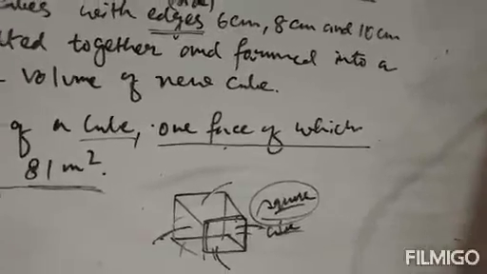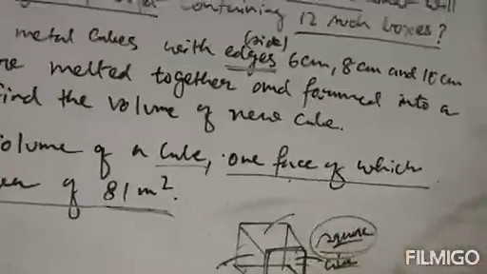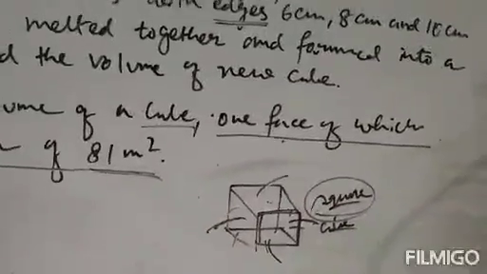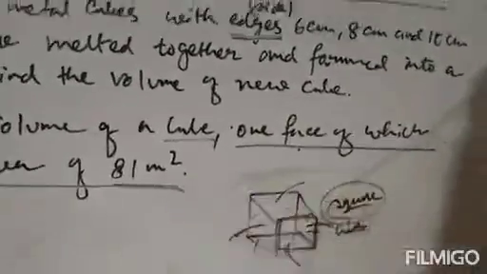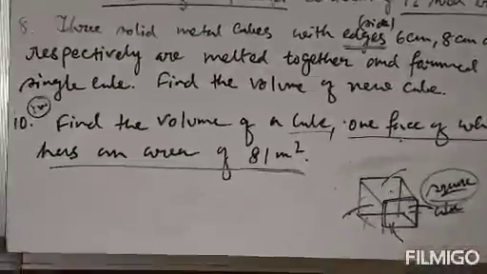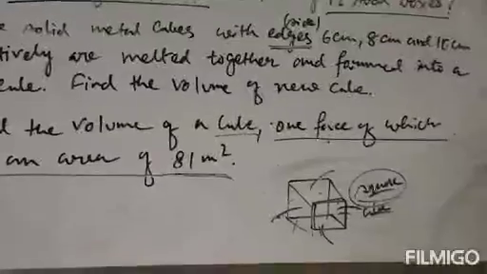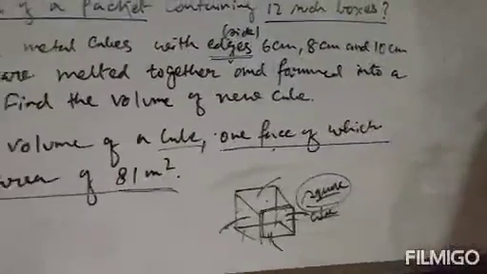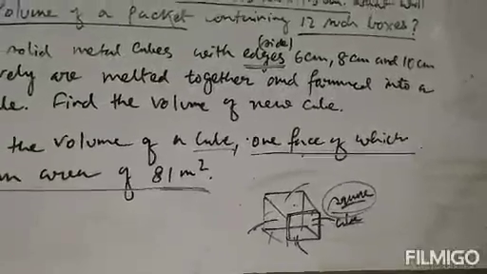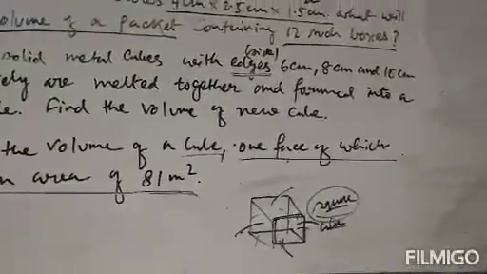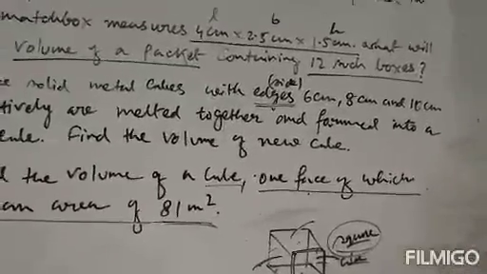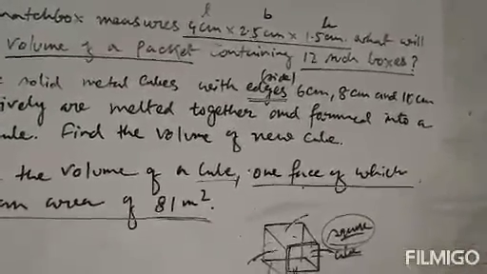So if the area of the face given is 81 meter square, and our face is a square shaped face, that means the area of the square is 81 meter square. Combining these two, you can easily assume that the area of the square is 81 meter square. So we can easily find the side of the cube.